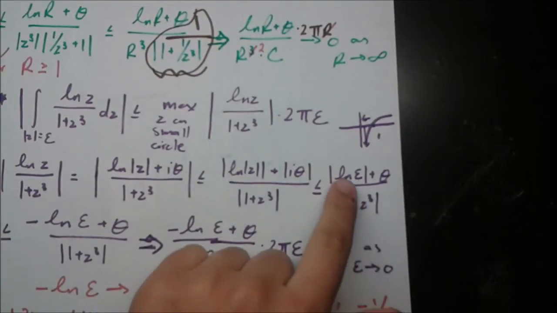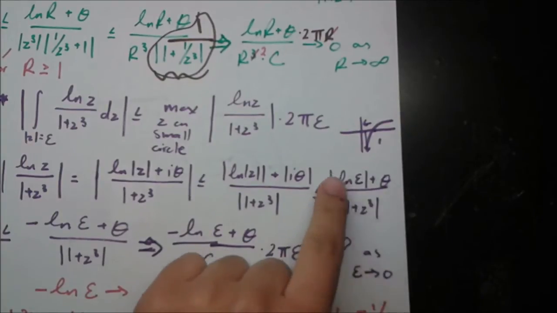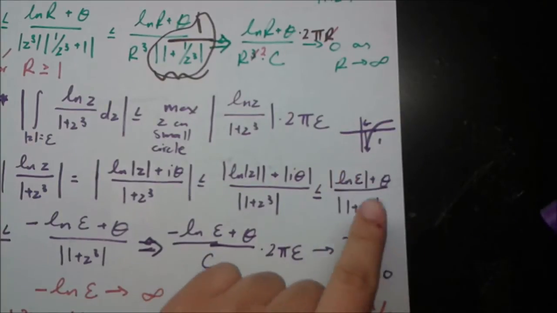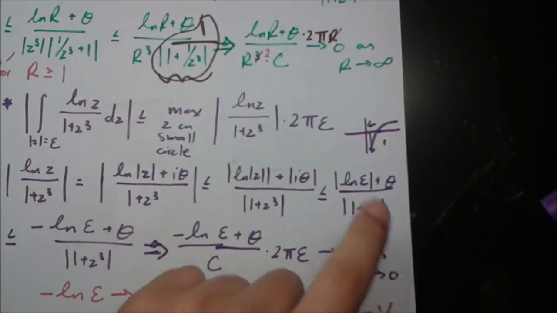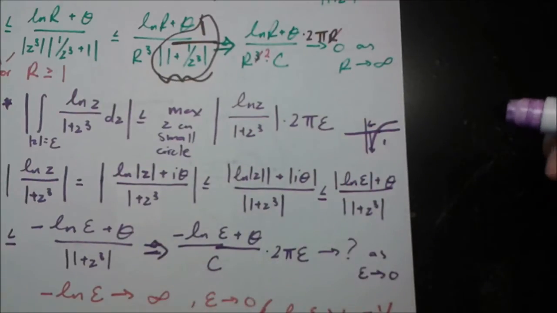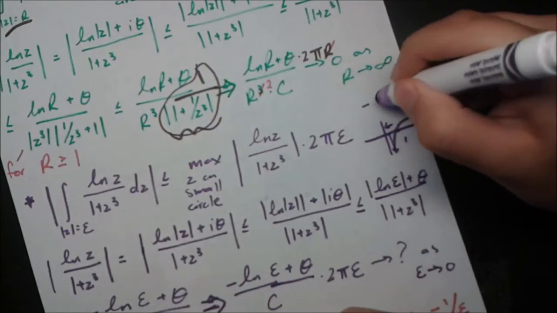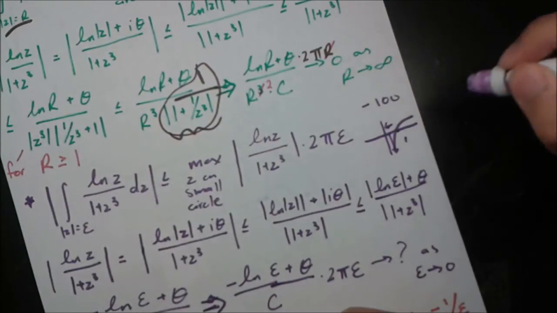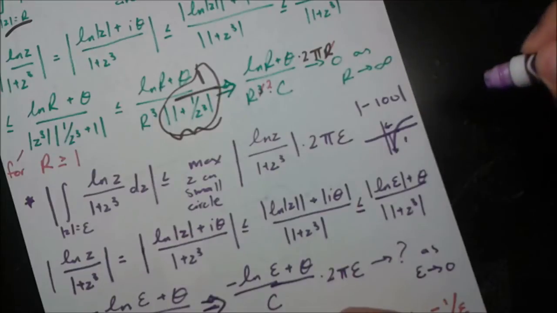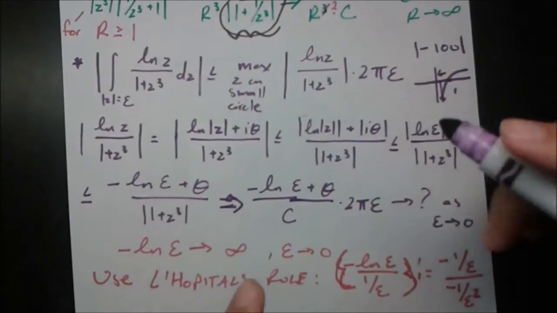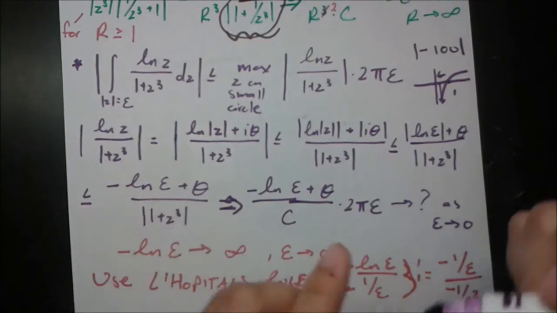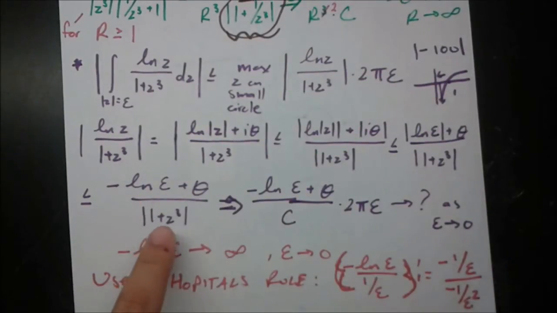If we take the natural log of something, and this inside the modulus is going to be negative, then if we want the modulus of that, you have to make it negative, right? Just as an example, let's say natural log epsilon was negative 100 at some point. Then the modulus of negative 100 is 100. So we need negative natural log epsilon, which is why I wrote that here, plus theta, over the modulus of 1 plus z cubed.